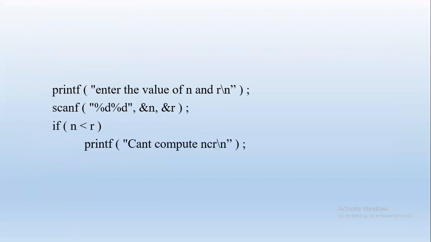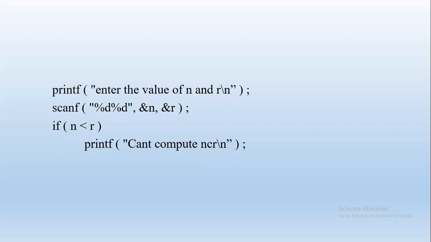Next, there are a few things to consider to find the NCR value. n should not be less than r, right? So if we give 3C5, it is not possible to find the value. In that case, we cannot compute NCR value. So we have to check all the cases. If n is less than r, we will simply give a message: cannot compute.